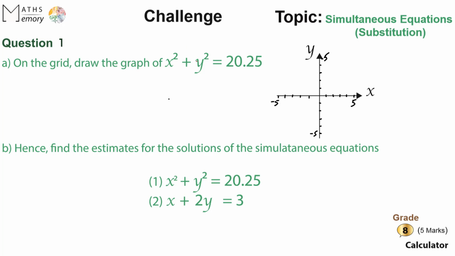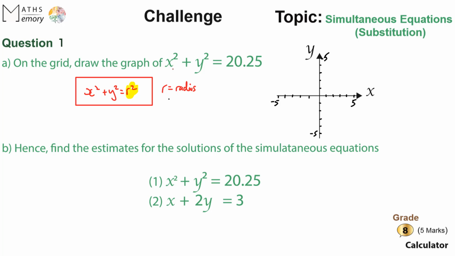So let's look at this first of all. We've got x squared plus y squared equals 20.25. You should know that x squared plus y squared equals r squared. This is the formula for a circle, and this will not be given to you in a formula booklet. One more thing to mention as well, you should know what r stands for. r stands for the radius, it's quite obvious actually.